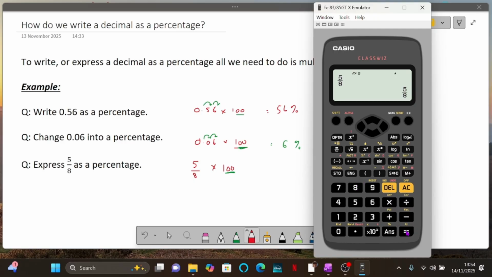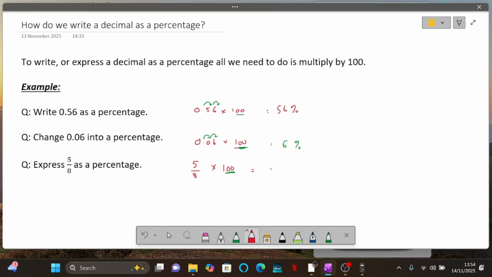5/8, my calculator equals 0.625. Okay, now remember we're going to times this by 100 to turn it into a percentage. So to times by 100, we're moving once, twice, because with 2 zeros, this puts the decimal point between the 2 and the 5. So I've got 62.5%. I hope that makes sense.